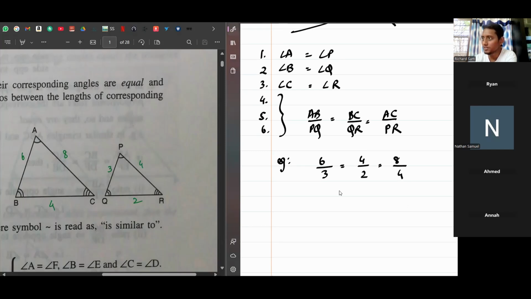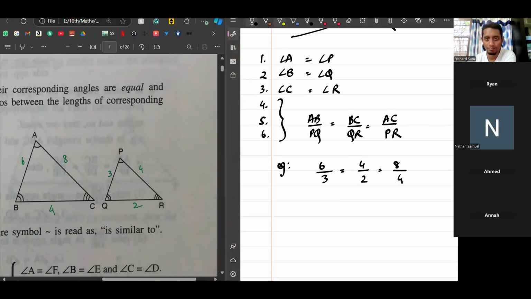Are these equal to each other? Yes. If you cut them, you'll get 2. Here also 2. Here also 2. You see, all the corresponding sides are proportional to each other. Say that statement, everyone. Corresponding sides are proportional to each other. Which is the side corresponding to AB? PQ. So those are the corresponding sides.